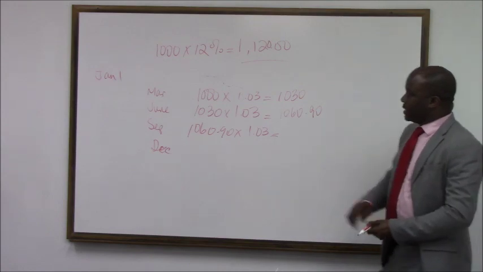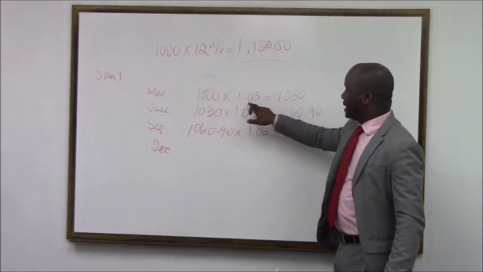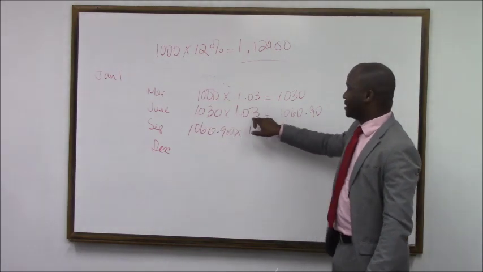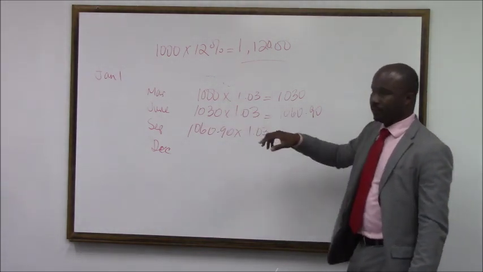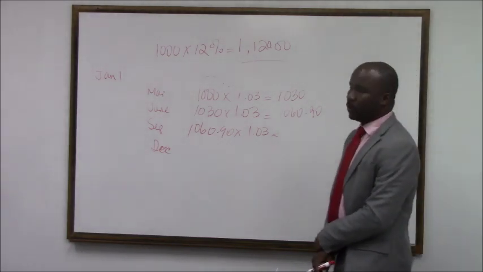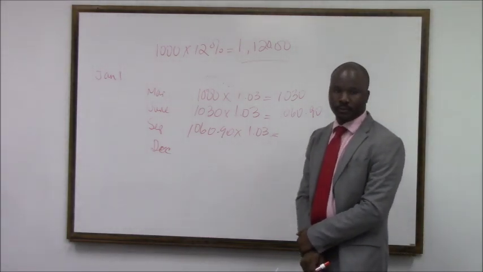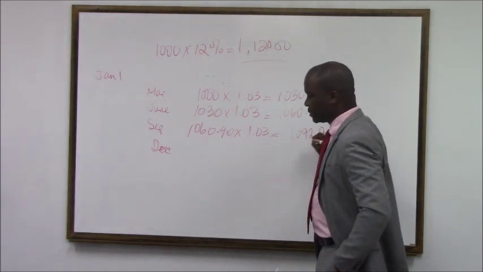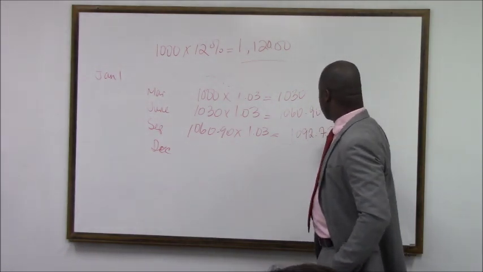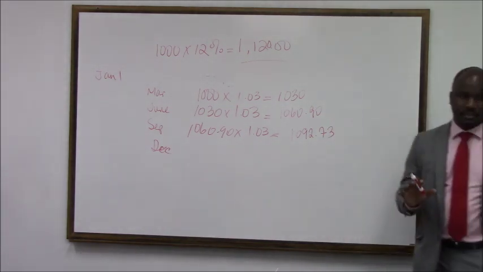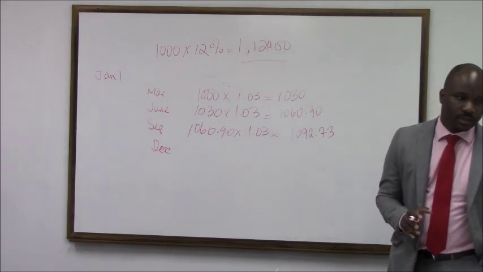To get this answer, what I should have been doing is this. So tell me what you get when you do that. Because what you would have done was 1,000 times that, and then add that to the 1,000. You do 1,030 times that, and then add it to the 1,030. But what do you get? 1,060.9 times 1.03. 1,092.73. Everybody get that? Dre, Gary, you're getting that right?